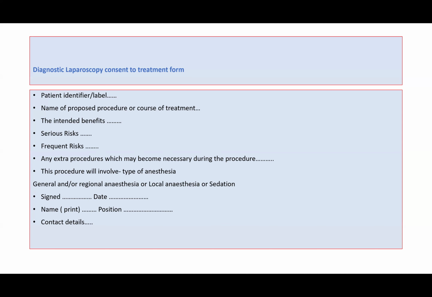And after that, extra procedure might be needed, like if some unusual pathology is found, like an endometriotic spot is there, then that can sometimes be burnt. Some biopsy can be taken from that time. Okay, so if you want to go for that, you just have to tick over there. Okay.